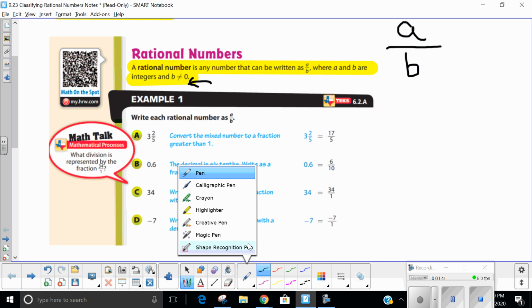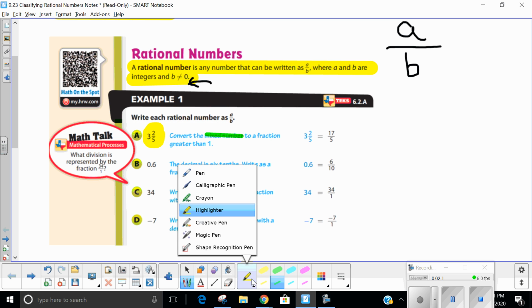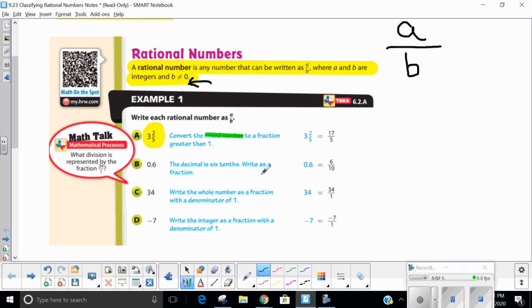So if we look here, we see that we have 3 2/5. This is what's called a mixed number. Okay, so what we're going to do is convert this mixed number to a fraction. And that means my numerator is going to be bigger than my denominator. Now, hopefully you guys remember how to do this. We call this the popcorn method, and some students use the check method. I'll show you both ways.